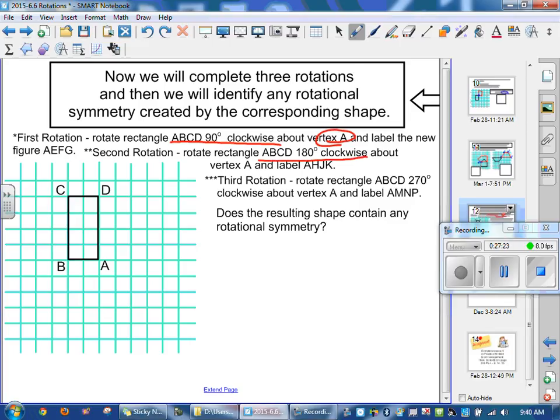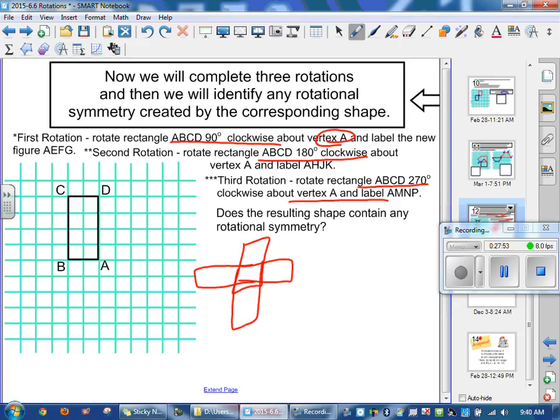So we rotate the first one and draw our object. Then we rotate the object again and draw the new object. Then we do a third one, and we go 270. So you're going to get one that goes 90, then you're going to get a 180, then another 270. That's essentially what it's going to look like. Do your rotating and make it look appropriate.